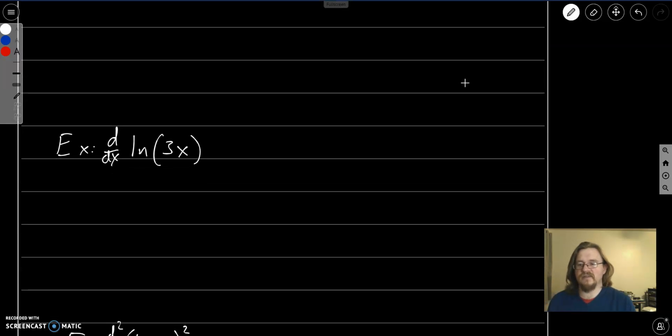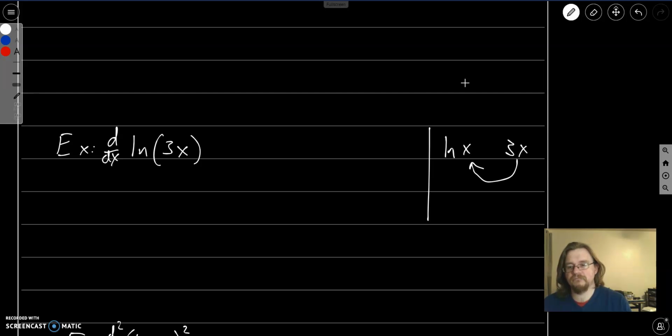Let's take the derivative of the natural log of 3x. So again, what we can see is we have ourselves an outside function and a function that we've plugged into it. So we have natural log of x, but we've taken 3x and we've plugged it in. So if I take the derivative of the outside, the derivative of the natural log is going to be 1 over what's inside. And we're going to take this times the derivative of the inside. But the derivative of 3x is just 3, so I get 1 over 3x times 3. The 3's cancel, and we get 1 over x.